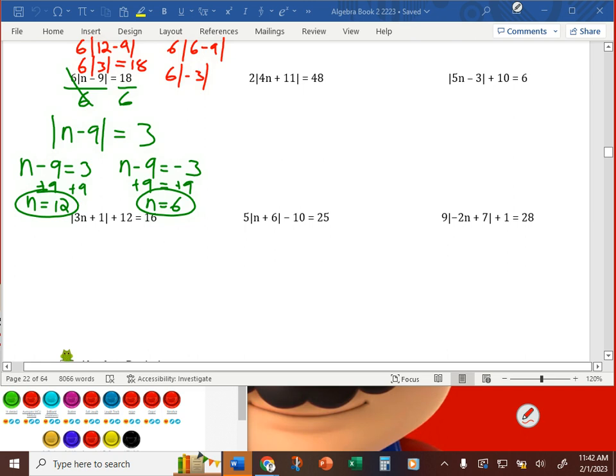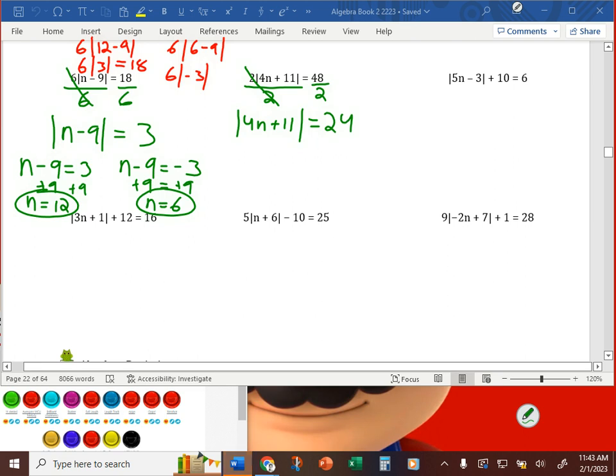This one is very similar, at least the opening step, to the one that we just did here. We're multiplying our bars by 2. So to undo that, since we can't distribute, the opposite of multiplying by 2 is dividing by 2. Okay? So we're going to divide both sides by 2. That cancels out. And we've got the absolute value of 4n plus 11 equals 24.